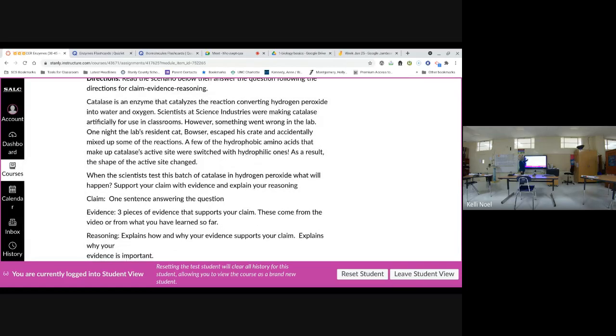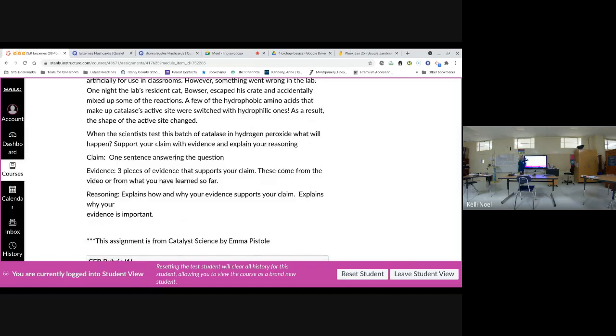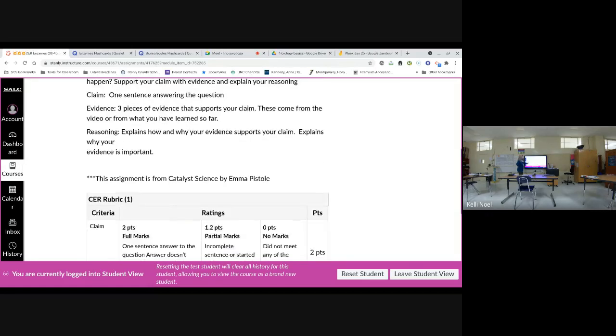So what you do is you read the scenario, and there's a question at the end, and you have to do the following things. In one sentence, you have to answer the question, and then you have to provide 3 pieces of evidence, and these come from anything that we've learned so far about enzymes. Then you have to explain how or why your evidence supports your claim. In other words, it explains why your evidence is important, and you're going to do that in a text box.